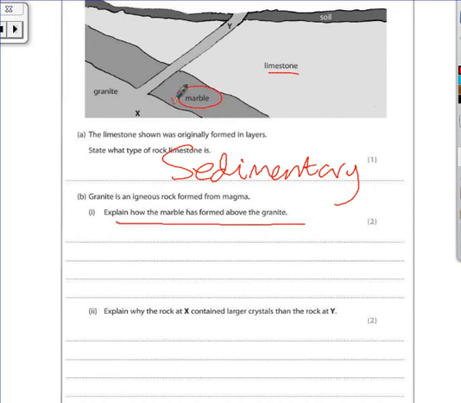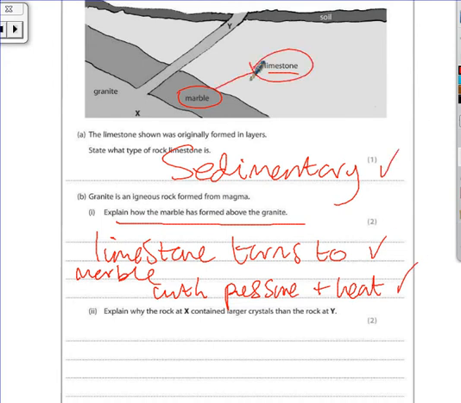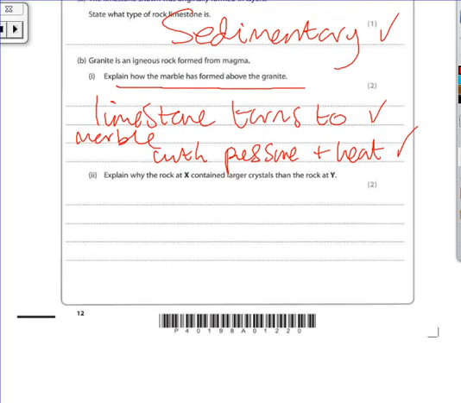Okay, so there's the marble. Okay, so limestone turns to marble with pressure and heat from the magma. Okay, so 2 marks there, 1 mark there. Marble and limestone, same formula, calcium carbonate. Okay, but one's sedimentary and one's metamorphic. So metamorphic means change shape.